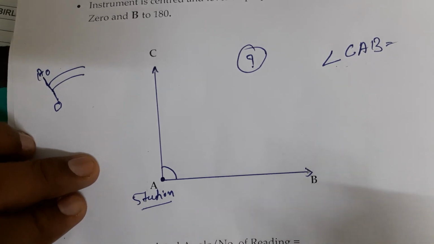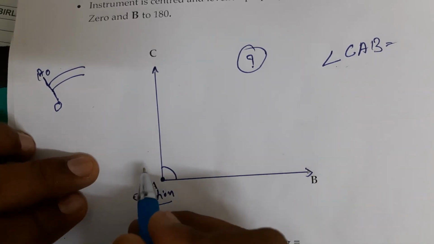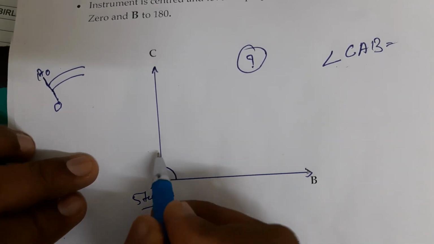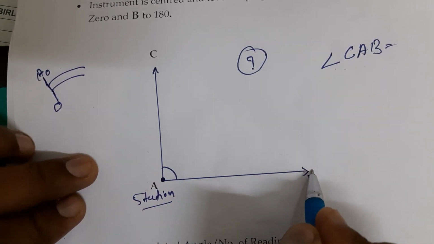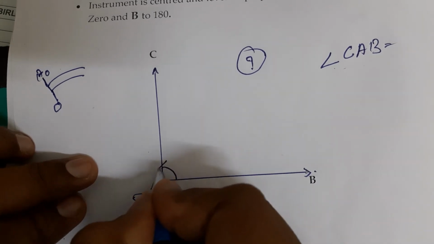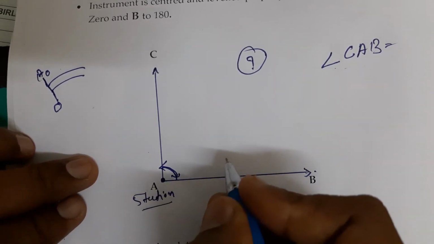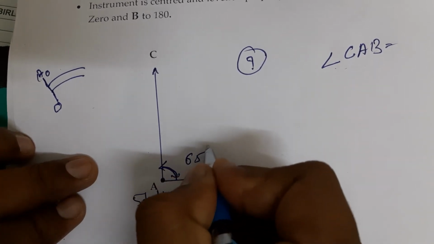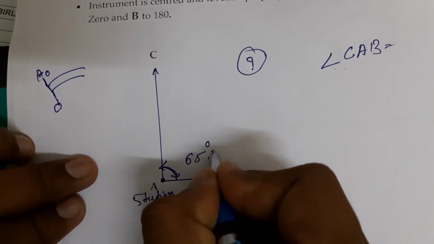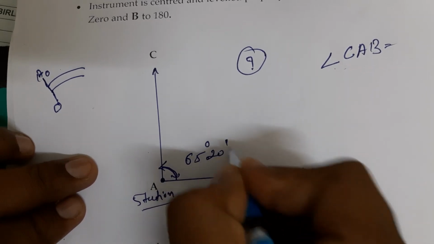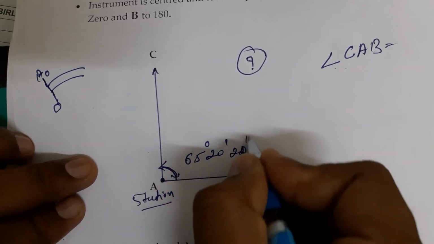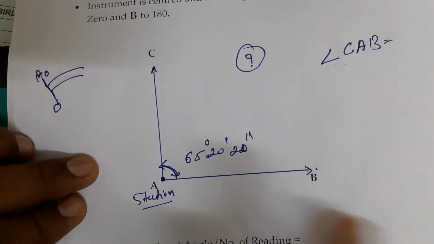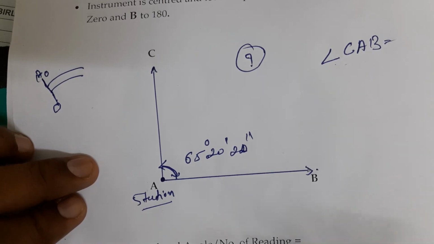Then after loosening the upper clamp screw, you need to bisect station B. At that time, when you measure it, there is some reading. Say, for example, it is 65 degrees, 20 minutes and 20 seconds. That is your first observation, and this is the first angle we measure.